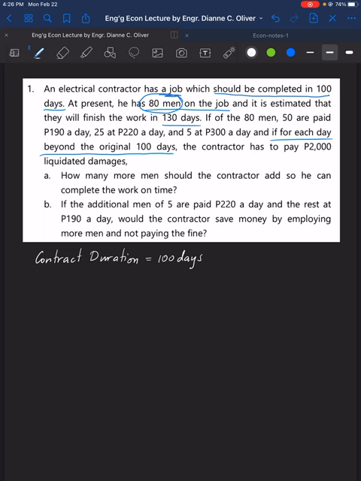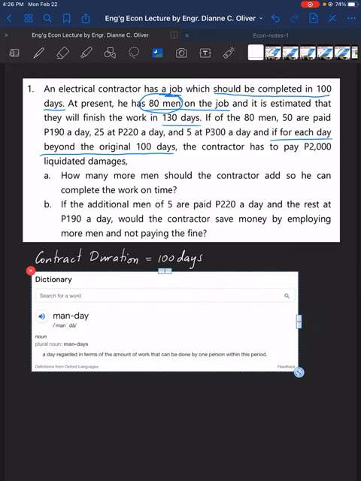For this problem, we will use the unit man days. So what is a man day? According to one definition, a man day is a day regarded in terms of the amount of work that can be done by one person within this period. Meaning, one person completes a task in one day. That means the effort is one man day. If 5 people complete a task in one day, that means there is 5 man days. Now, if 5 people complete the task in 2 days, that means 10 man days.